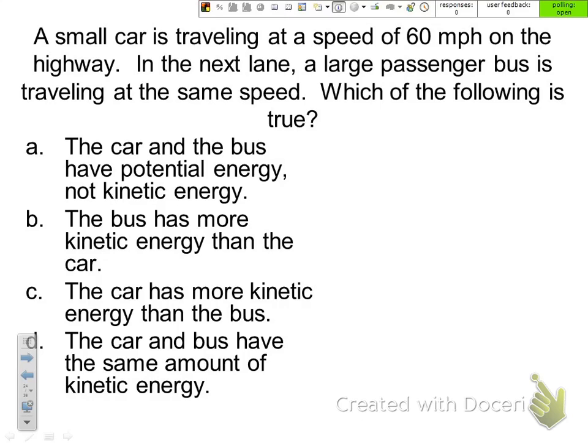A small car is traveling at a speed of 60 miles per hour on the highway. In the next lane, a large passenger bus is traveling at the same exact speed. Which of the following is true? A, the car and the bus have potential energy but not kinetic. B, the bus has more kinetic energy than the car. C, the car has more kinetic energy than the bus. Or D, the car and bus have the same amount of kinetic energy.